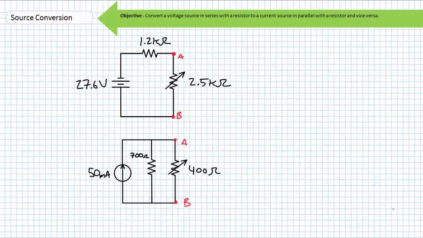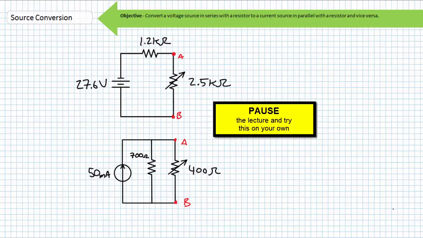There's really not a whole lot more I can say about source conversion other than this. Pause the lecture and take a shot at converting these sources to their other world equivalent. If it's a voltage source in series with a resistance, change it to an equivalent current source in parallel with a resistance. If it's a current source in parallel with a resistance, change it to an equivalent voltage source in series with a resistance. Ensure equivalency is maintained by solving for the voltage across the load and the current through the load for both configurations.